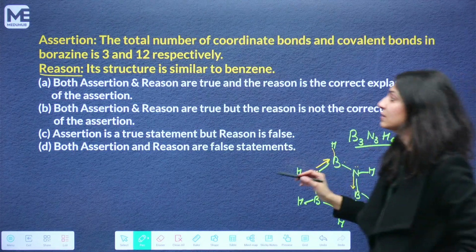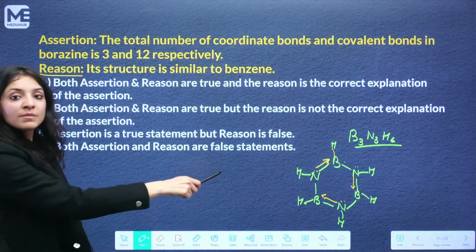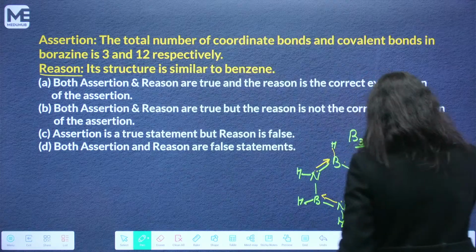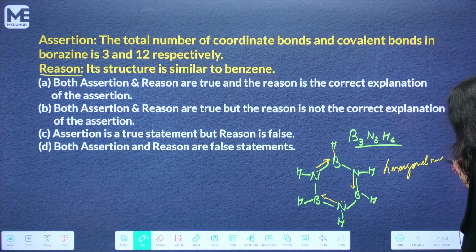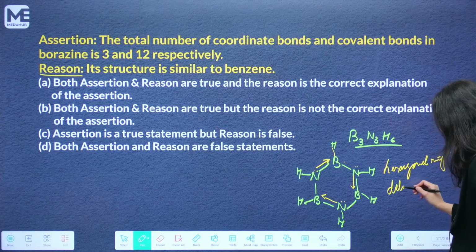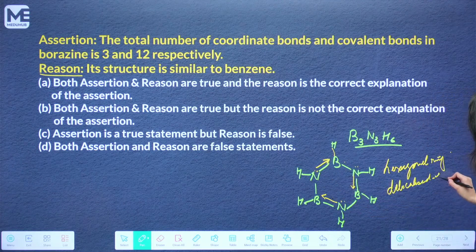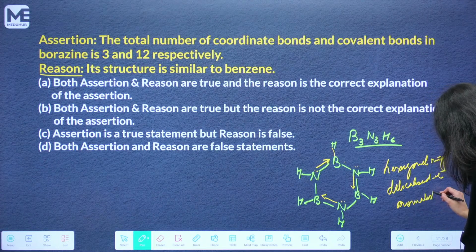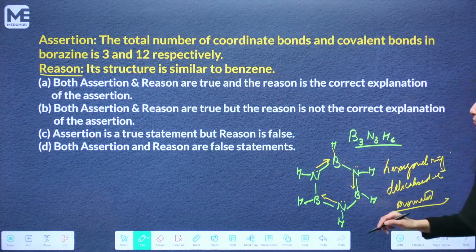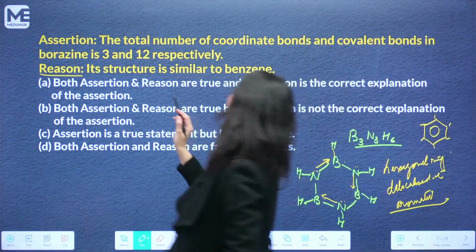Now, the reason that its structure is similar to benzene. Do you think this is the reason that the structure is similar? No, the structure is similar to benzene because, one, it is a hexagonal ring, then there are delocalized electrons because they are alternate double bonds, and it is aromatic. Its physical properties are also similar to benzene. The structure of benzene is this, hydrogens, right? So the assertion is correct.